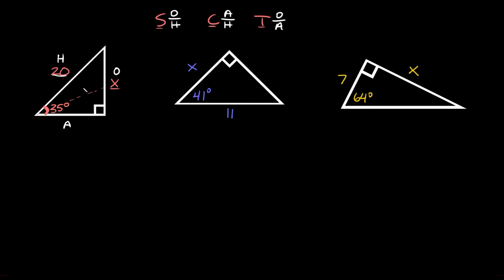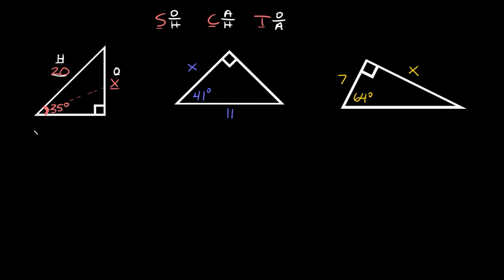For this problem, the two sides that we're going to be working with are the opposite side and the hypotenuse. So which trig ratio would we want to use? Well, we would want to use sine in this case, because sine uses the opposite side and the hypotenuse.